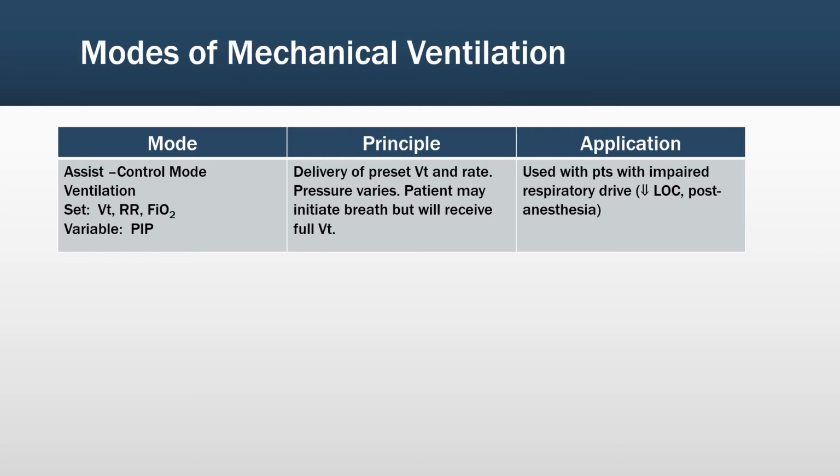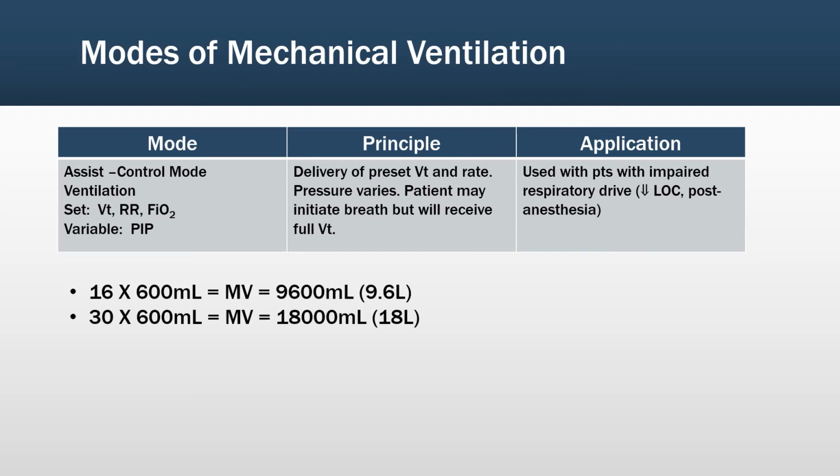This mode is often used for patients with an impaired respiratory drive, such as seen with a decreased level of consciousness or post-anesthesia. One potential issue with this mode is if the patient is breathing at an elevated rate. For example, if the setting were, as previously mentioned, a respiratory rate of 16 and a tidal volume of 600, but the patient was breathing at a rate of 30 breaths per minute instead, the minute volume, instead of being 9.6 liters, the patient will receive a minute volume of 18 liters. This is a significant increase.